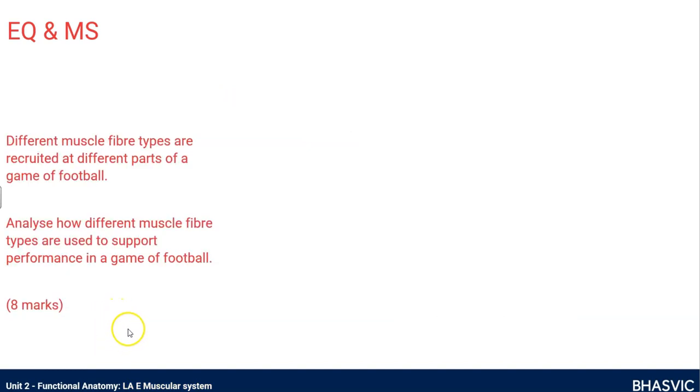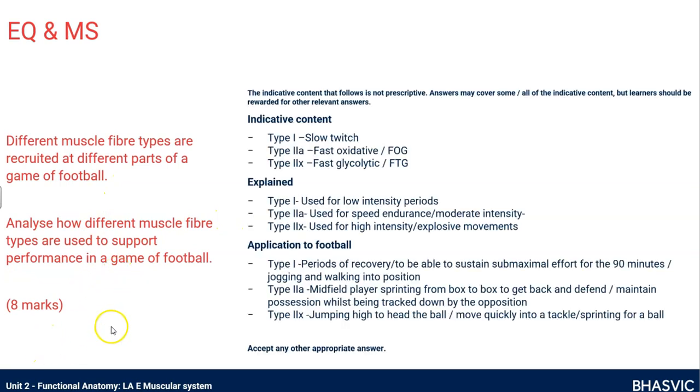Lastly then, here's another sort of one. Different muscle fibres are recruited at different parts of a football game. Analyse how they're used during a game. So again, you will discuss aspects of the football game which recruit type 1, type 2A, type 2X, and give reasons for and discuss why those would be recruited because of how they work.